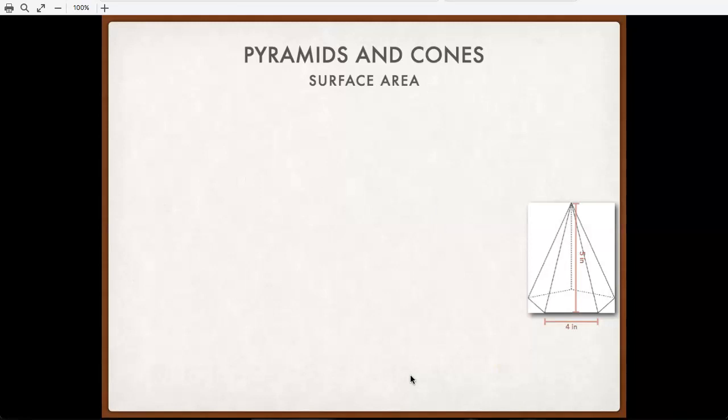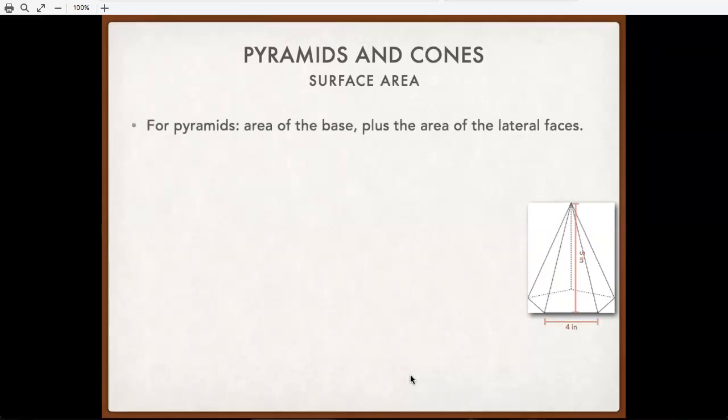Surface area of pyramids and cones. You should have known this was coming. For pyramids, we'll find the area of the base and the area of the lateral faces. If we think of this pyramid here, that base is part of the surface, and then the rest of the surface is these lateral faces. We're just going to add them all together.